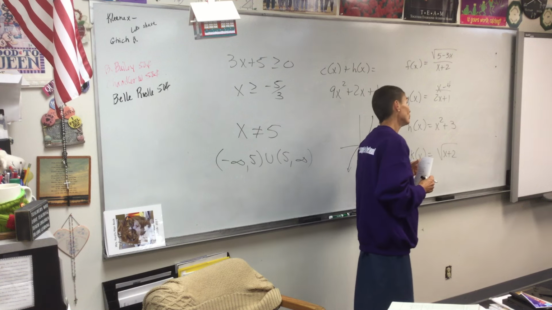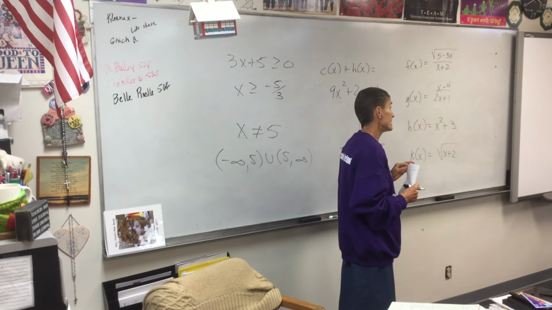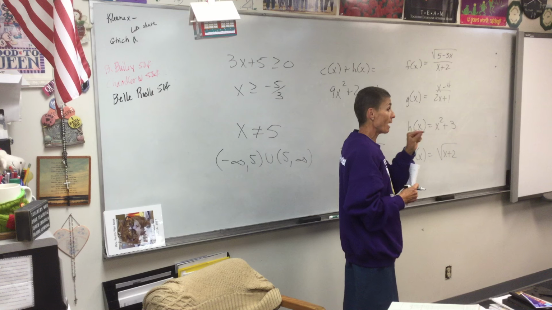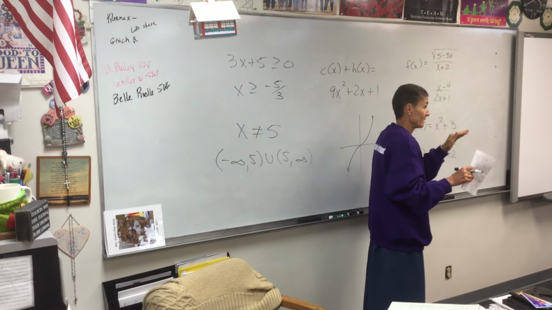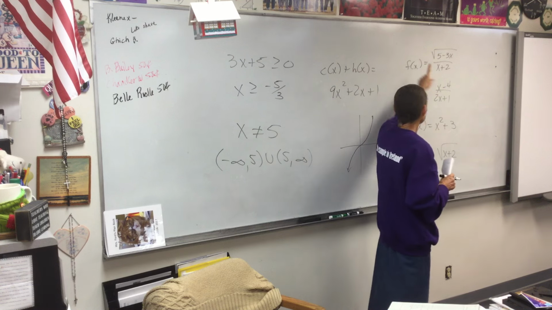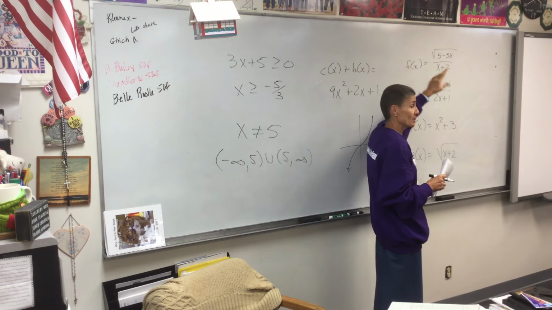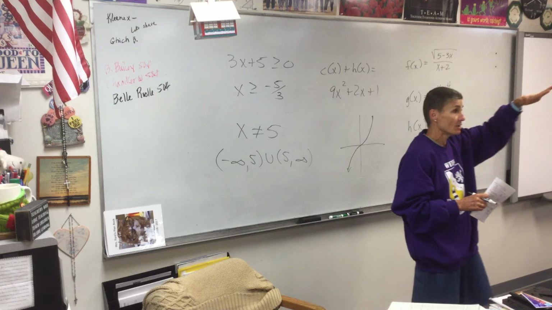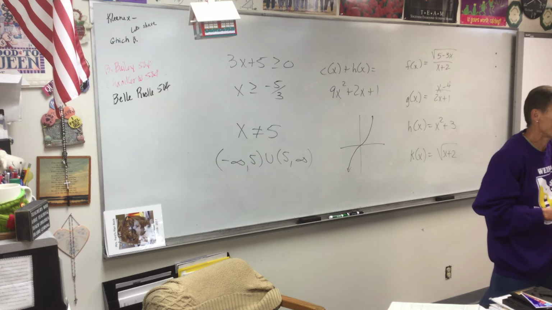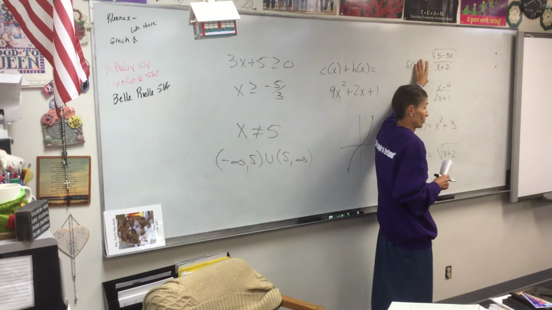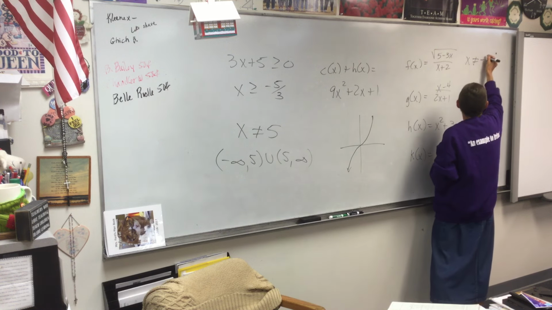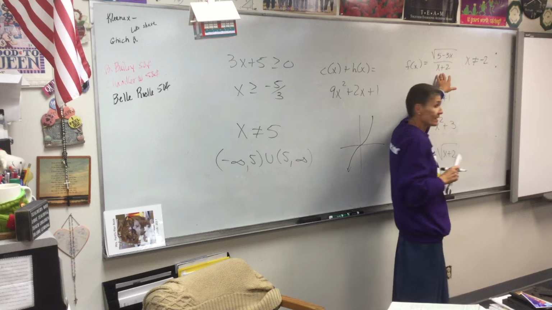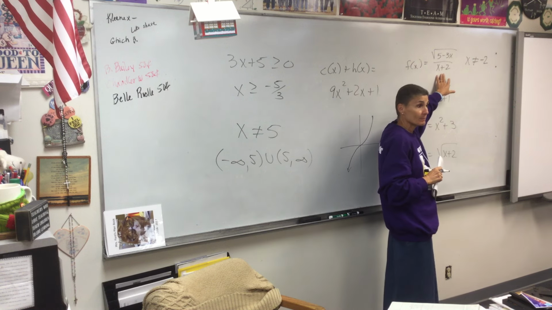X cannot equal negative 2. Because the denominator can't be 0. But wait a second. We have double trouble in that problem. Because what are the 2 red flags? Radicals and denominators, and we have both. So, good start. X cannot be negative 2. That takes care of the denominator, right?